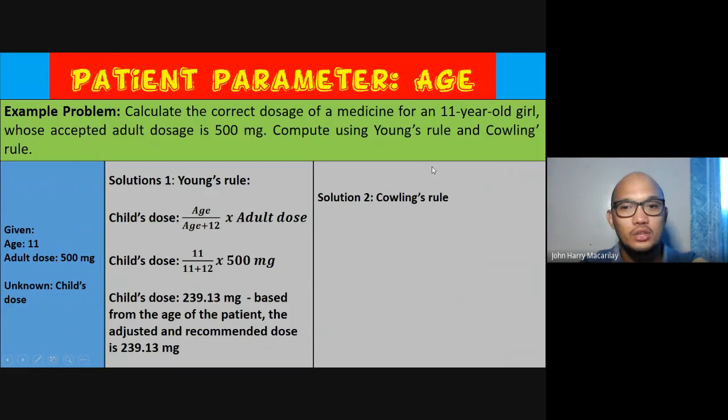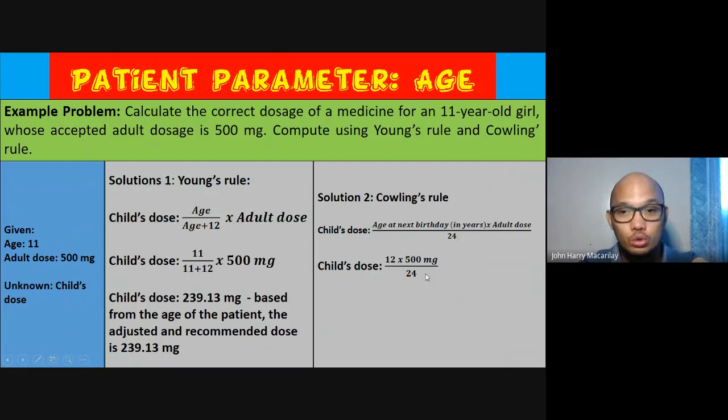What about if we're going to use now the Cowling's rule? Can we get the same answer? So let's try to compute. So this is the formula for Cowling's rule. You have age at next birthday in years times adult dose over 24. Again, substitute now your given to our formula. It will become 12. So currently, the age of the girl is 11, but at her next birthday, she will become 12 years old. And then multiplied by 500 milligram, which is the adult dose, divided by a constant, which is 24.